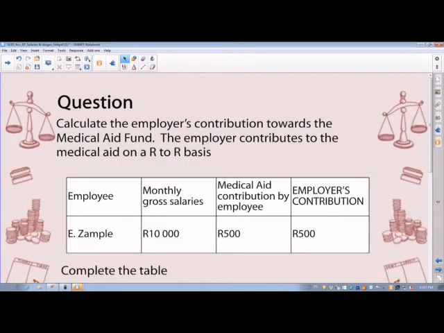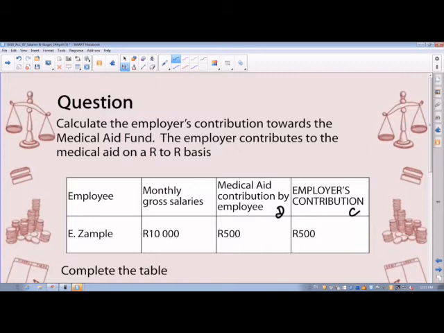Your next contribution will be to calculate the employer's contribution towards the medical aid fund. The employer contributes to the medical aid on a Rand to Rand basis. So this is very easy. Example, salary is 10,000, his medical aid contribution from himself, he gives 500, so this is the deduction. Therefore the contribution by the employer will be the same. Every 1 Rand equals every 1 Rand. So if I give 500, the employer will give 500. If I give 1,000, the employer will give 1,000, and that will be seen as the contribution, the C.